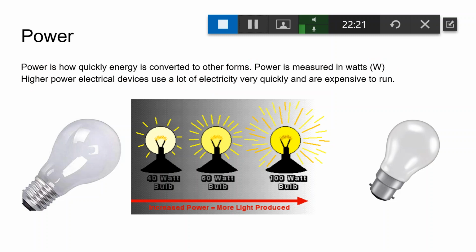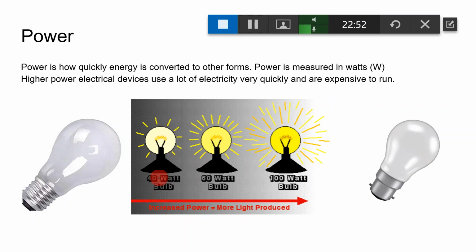And they can be expensive to run as well because you pay for the amount of energy that you use per month. So if we have a look at this, for example, if we take 3 different types of bulbs, one bulb that's a 40 watt bulb, another bulb is 60 watt, and another one's 100 watt, we can see that as we move from left to right, it takes more and more electrical energy to light these bulbs. So increased power means more light production.